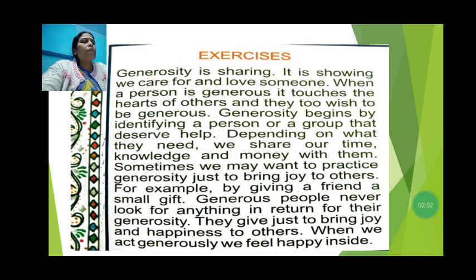Generous people never look for anything in return for their generosity. So people who are generous don't want the other person to give anything in return. If we have given to that person, it is not that the person will also give to us. They give just to bring joy and happiness to others. They want the person to have happiness in him, to enjoy his day, and seeing that, the giver also becomes happy. So when we act generously, we feel happy inside.